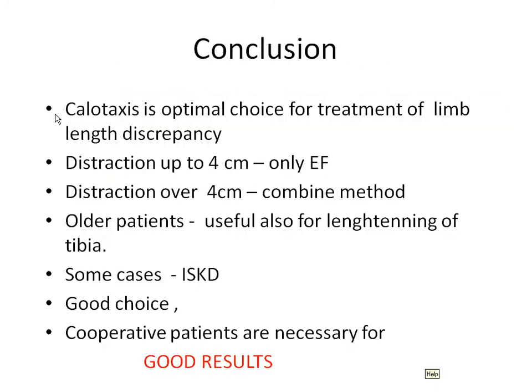So the conclusion: Calotaxis is of course an optimal choice for treatment of limb length discrepancy. For distraction up to 4 centimeters, we used only external fixation. For distraction over 4 centimeters, we used the combined method. In older patients, meaning patients over 25 years, we suppose it's useful also for lengthening of the tibia. In some cases, we used intramedullary skeletal fixation.